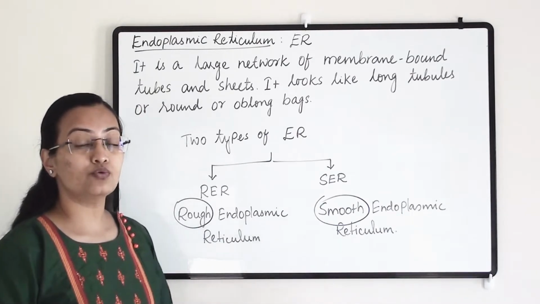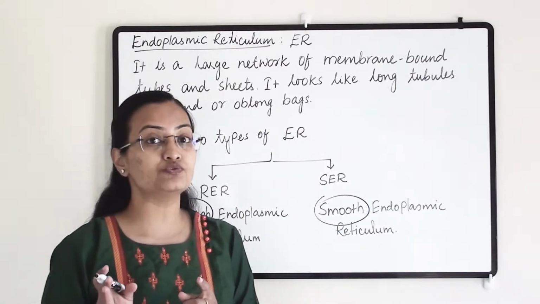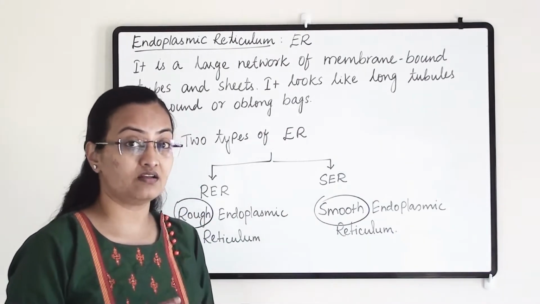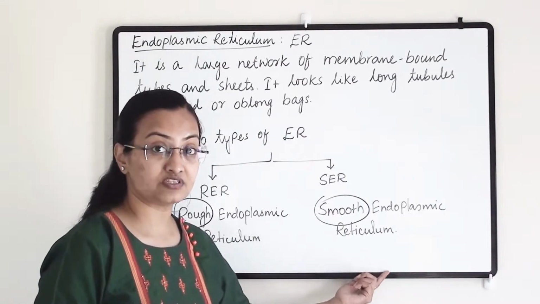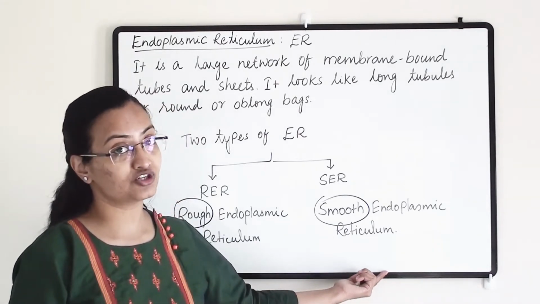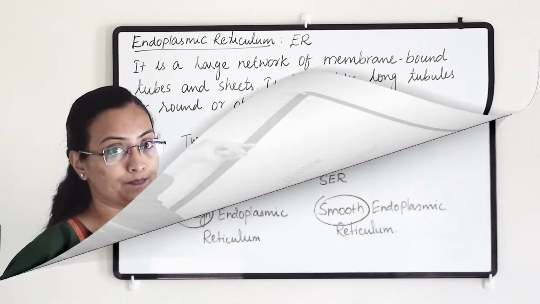So now we are going to discuss the difference between RER and SER, why their surface is rough and why their surface is smooth, and based on that their function will also vary.